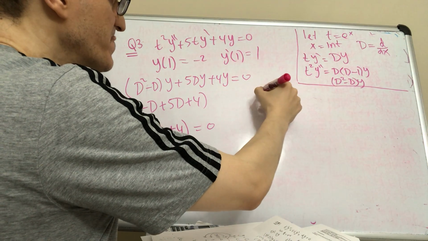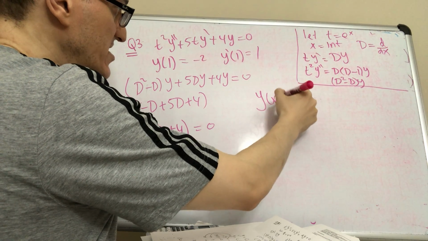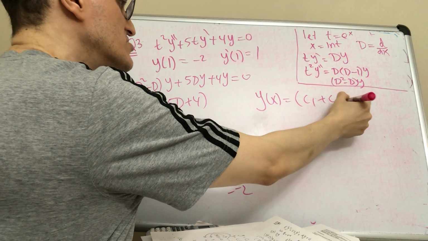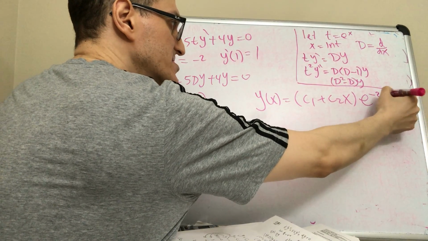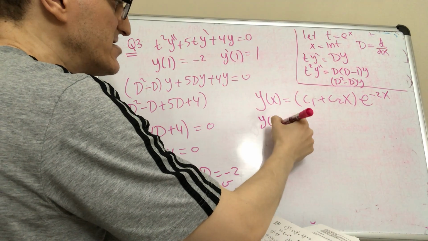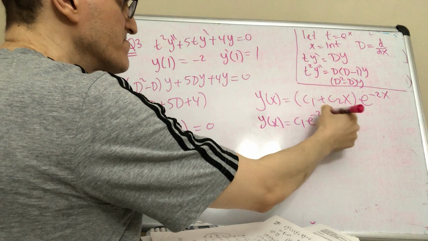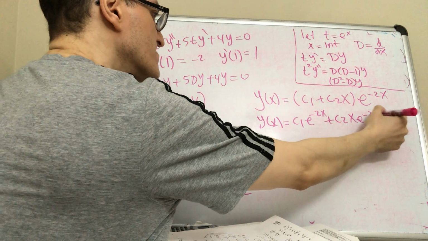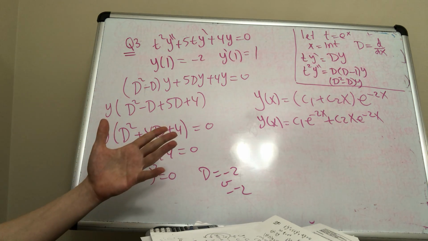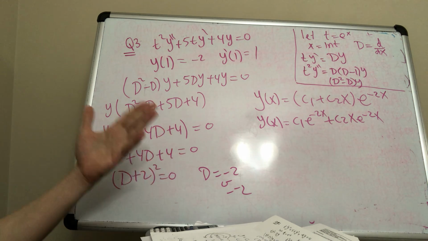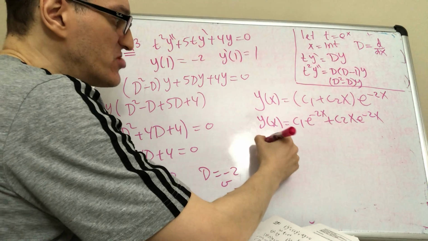So now I know that my answer, in terms of x, is c1, c2, instead of tx, e to the minus 2, instead of tx. And if I take it inside, you get this answer. Now we got the answer, we need to switch everything to t.